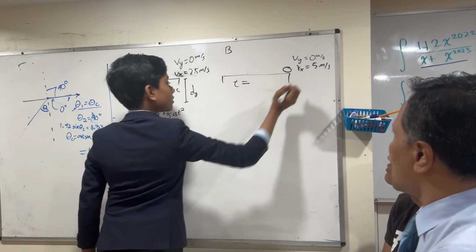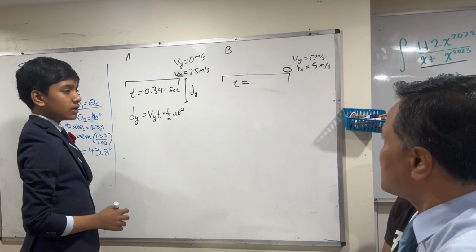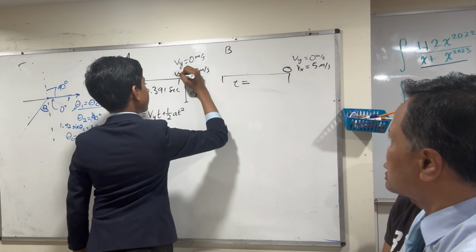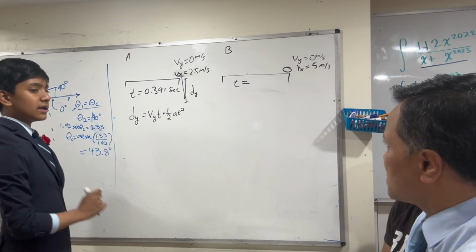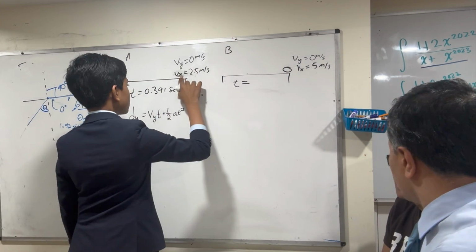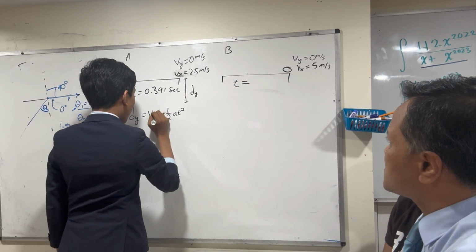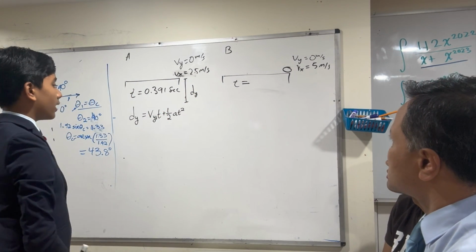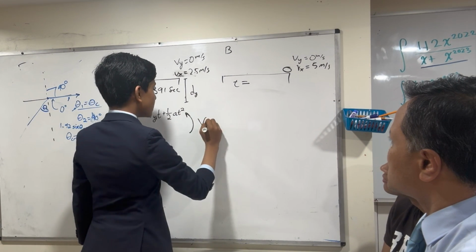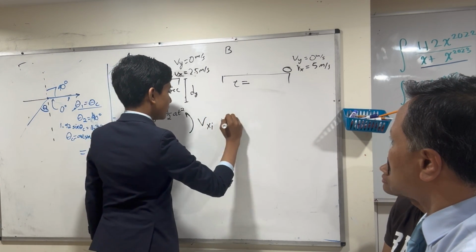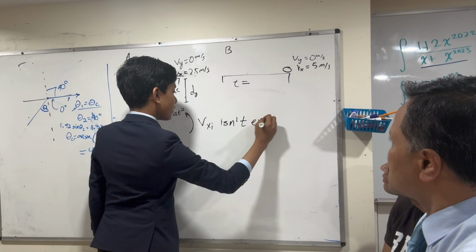Vy is 0 for how many moments of time? Right, until it starts falling. Only at one moment of time is vy 0? Yes. So it's vy initial times t plus half a t squared. You'll notice here that vx initial is not in the equation, not even a variable.